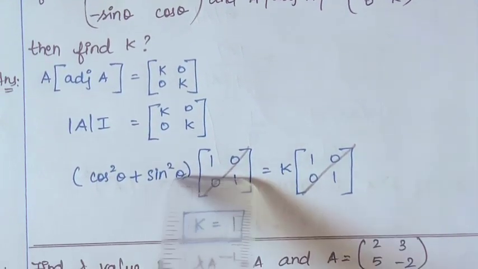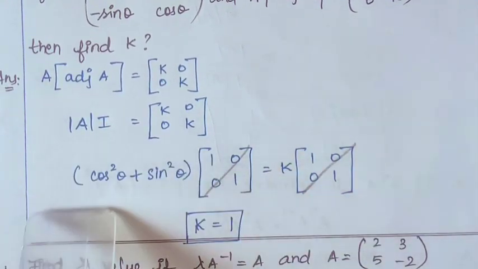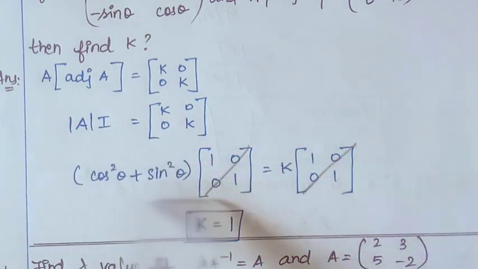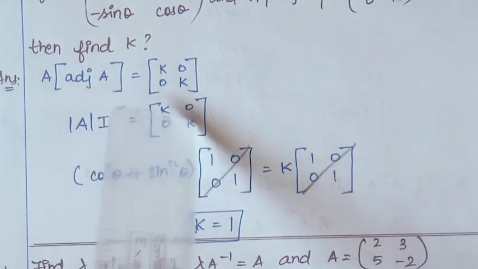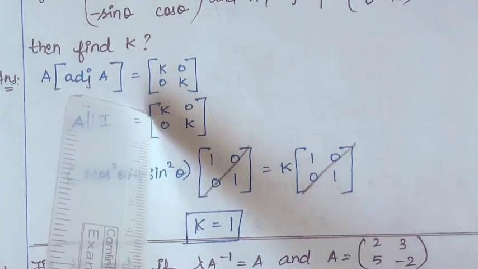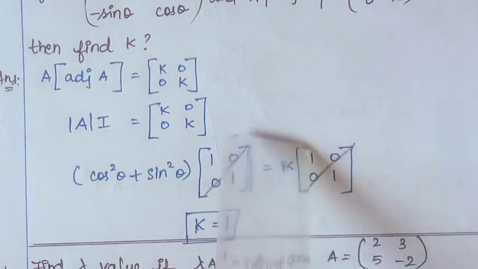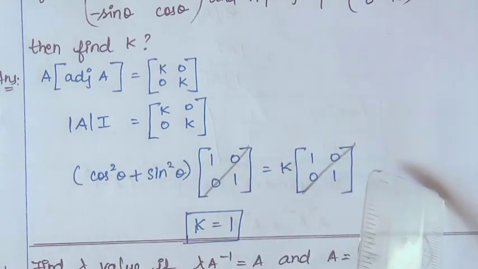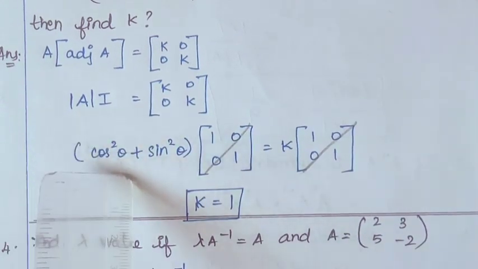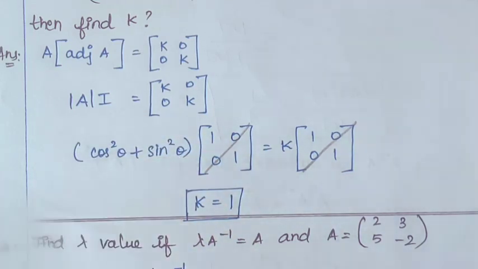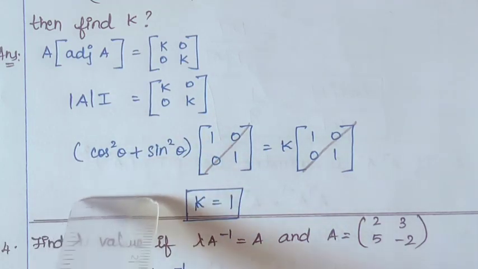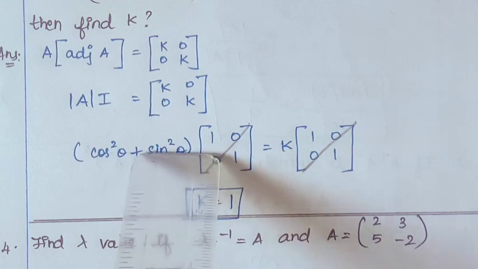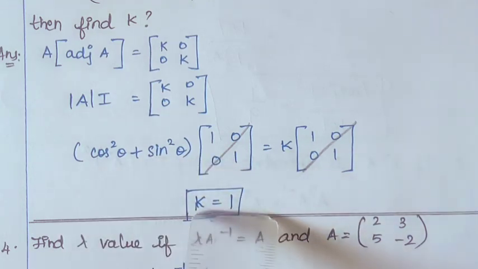Next, 1001. So for modulus A, cos square theta plus sin square theta is equal to, in this we can take K outside, common K outside. So what we get, 1, 1, K 1001. So 1001 gets cancelled on both sides. Then cos square theta plus sin square theta is equal to 1 according to algebra. So the answer is K is equal to cos square theta plus sin square theta, which is 1. So K is equal to 1.